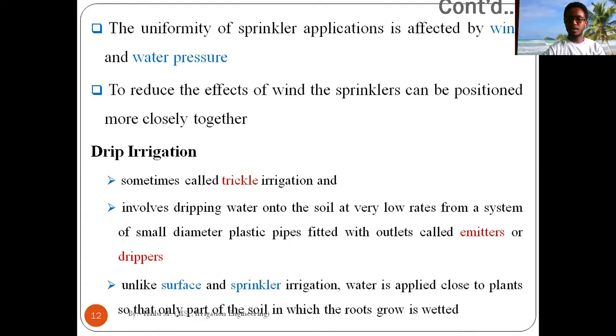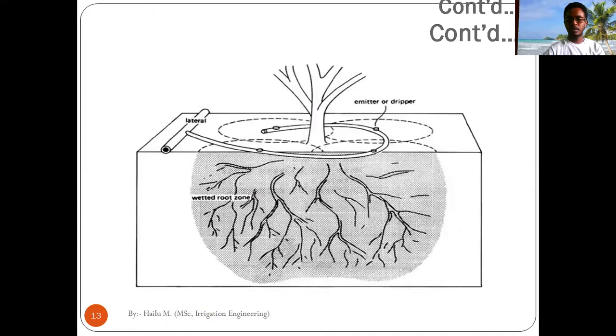Unlike surface and sprinkler irrigation, water is applied close to plants so that only part of the soil in which the roots grow is wetted. So, as you see from this figure, one or more than one emitter will be installed for one plant root, then the water will be added to the crop root zone.